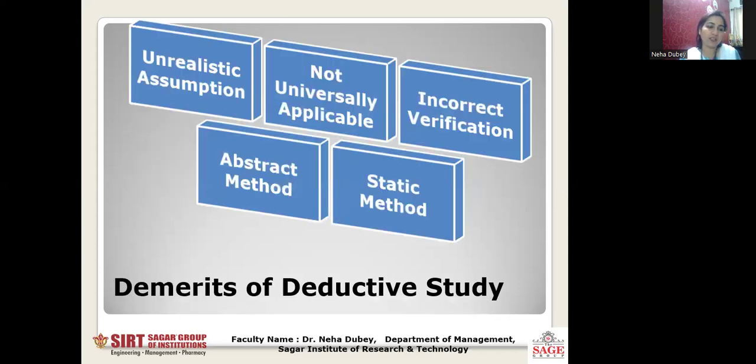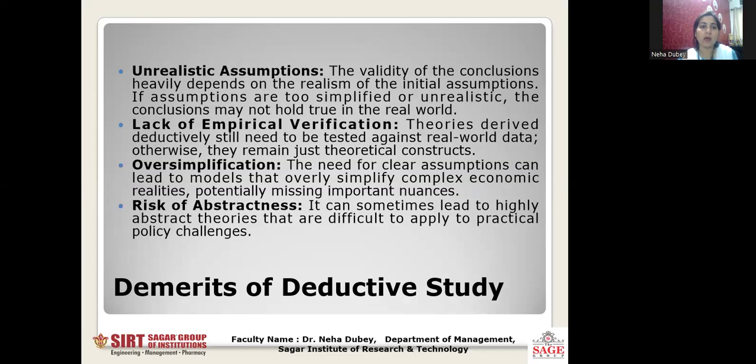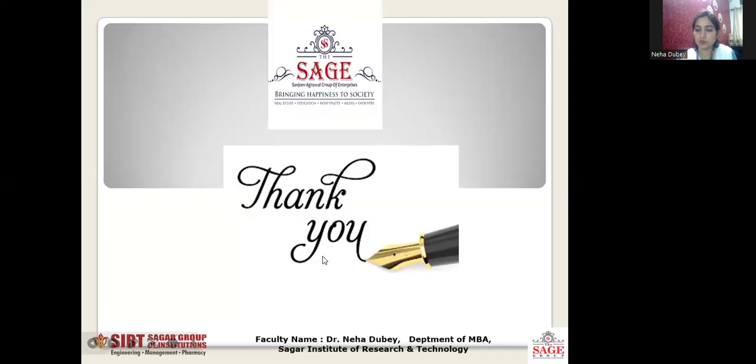Of course, if any process or method has pros, the other side is cons, that is the demerits of the deductive study. The first is unrealistic assumptions, then not universally applicable, incorrect verification, abstract method, and static method. So what is unrealistic assumption? The validity of the conclusion heavily depends on the realism of the initial assumptions.